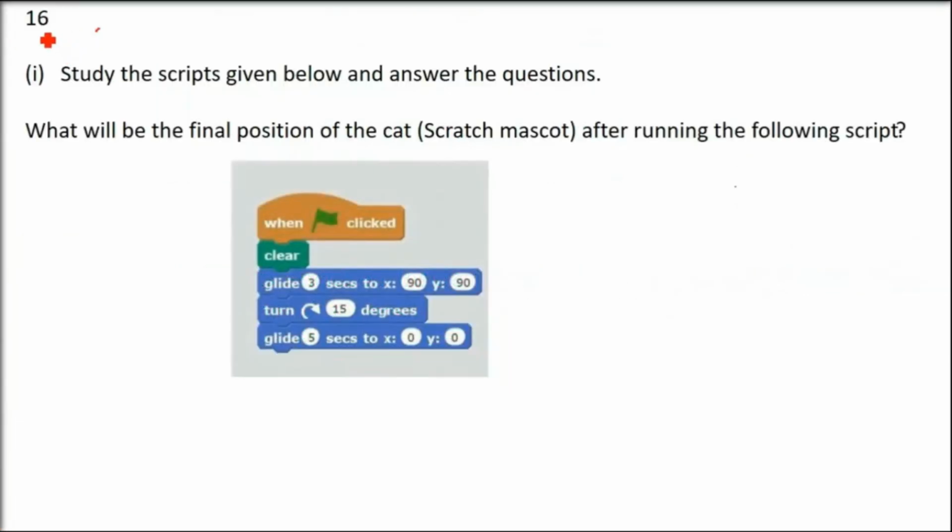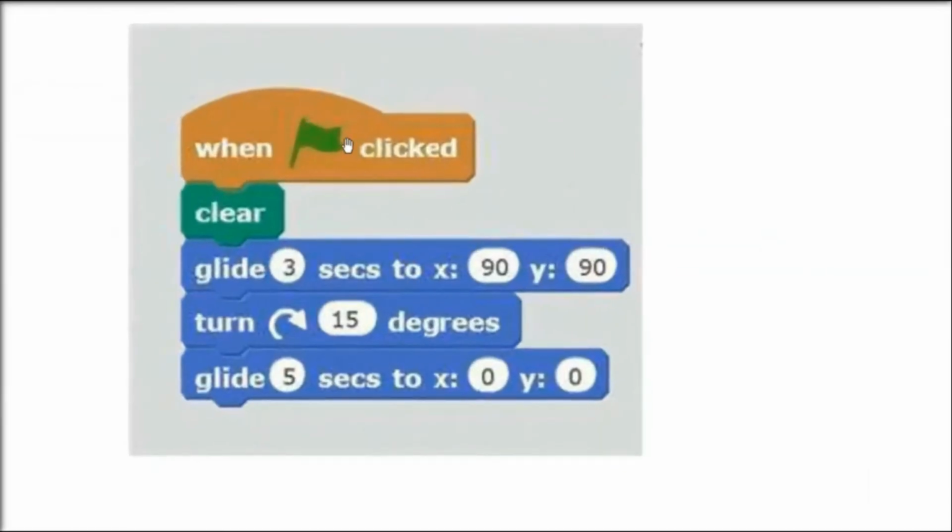Study the scripts given below and answer the questions. What will be the final position of the cat scratch mascot after running the following script? What will happen here? So there is a script, and what is the position? Let me tell you before I go to the answer. When something is clicked, clear will happen, and the position will be 90-90 initially.